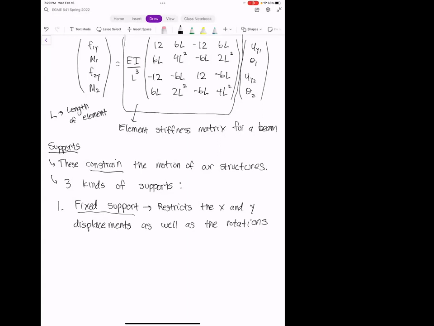Visually, they look something like this. And so they literally look like a beam that's just jutting out from the wall. Okay.